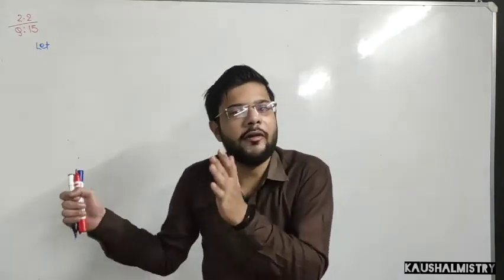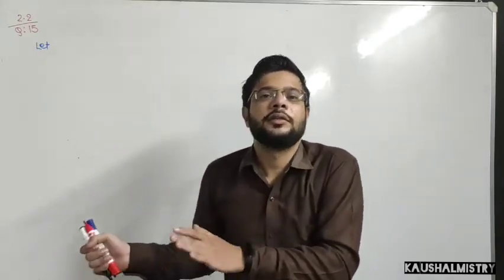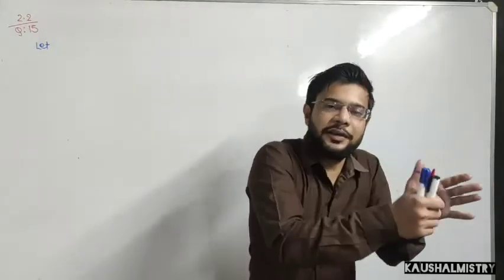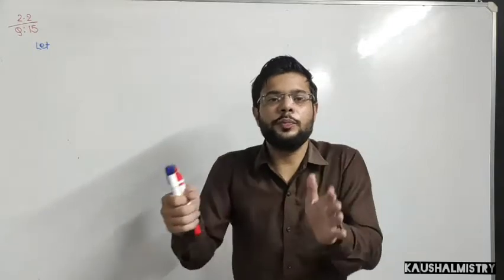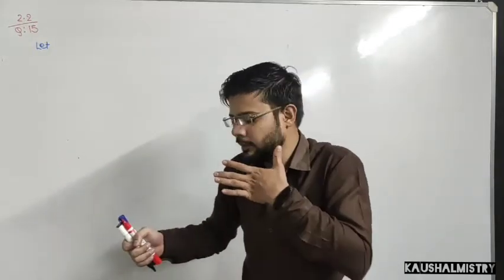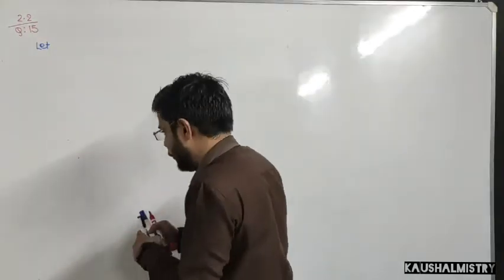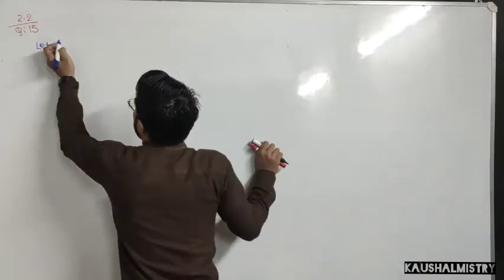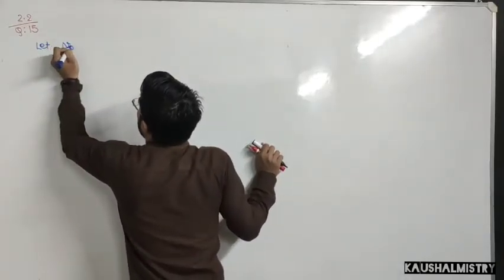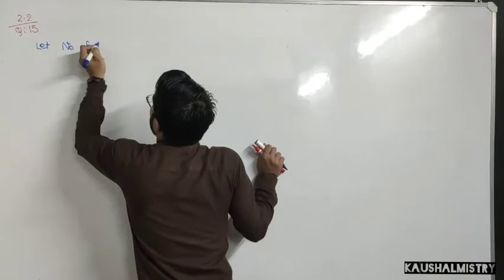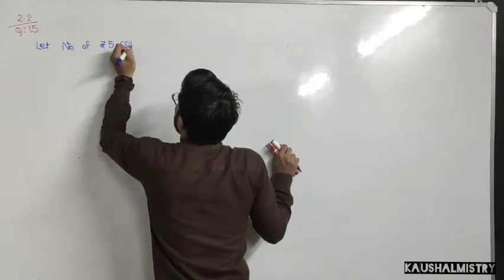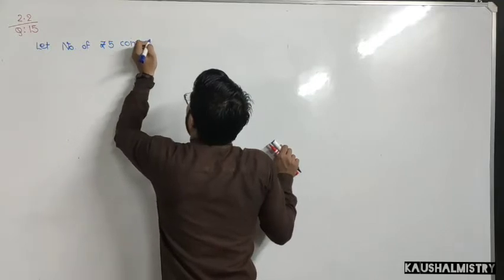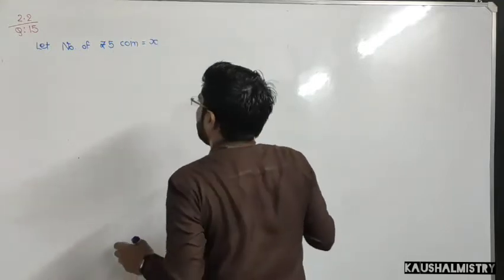If number of 5 rupee coin will be x, then we have to multiply that by 3. So number of 2 rupee coin will be 3x. Am I right? So first we have to assume number of 5 rupee coin is equal to x, right?